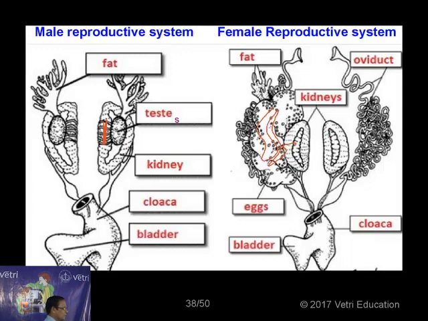Then we have the cloaca and the bladder. The eggs released by the ovaries are collected by this funnel, called the ostium, pass through the oviduct and are stored in the ovisac before being released into the cloaca. This is only the comparative diagram. The previous one I gave separately; here is the comparison of how the male and female reproductive organs are arranged.